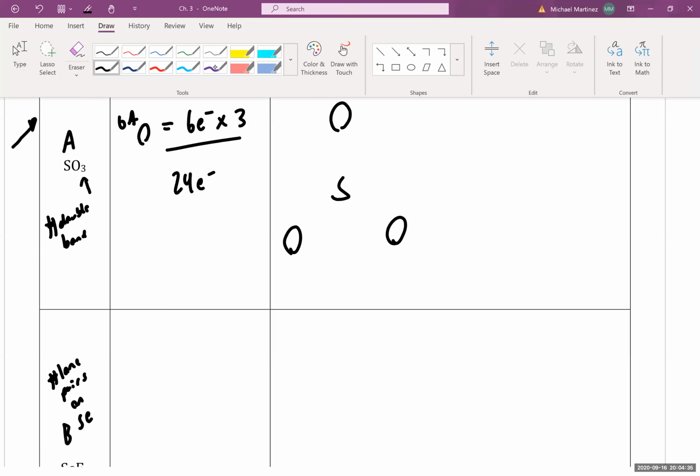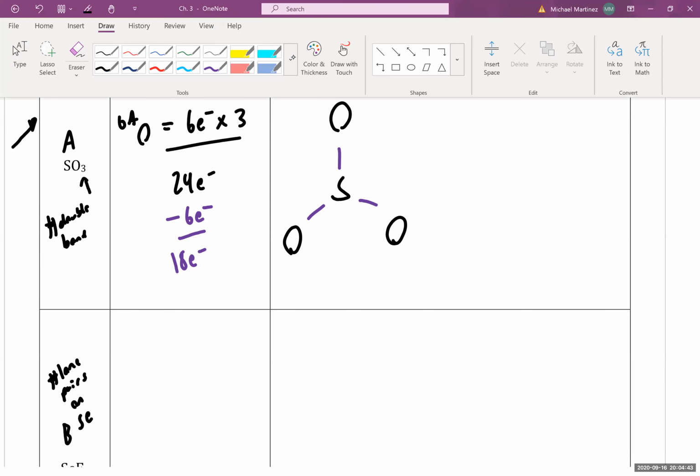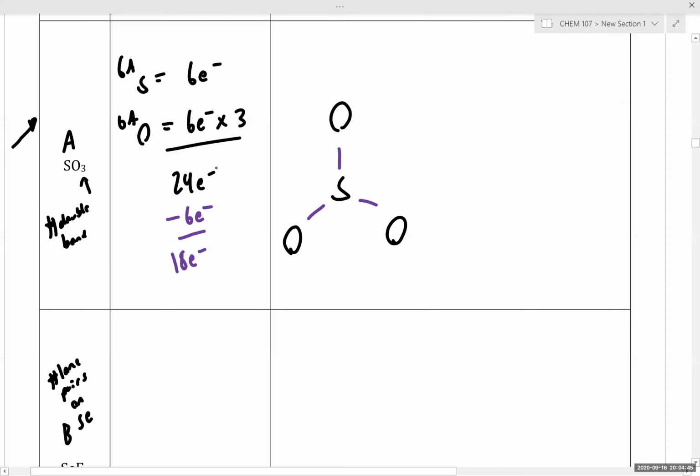Then and only then we form 1 bond each. We use up 6 electrons. We have 18 electrons remaining. Now, where do we place our 18 electrons? Where do we put our lone pairs first? Oxygen, yep. 2, 4, 6, 8, 10, 12, 14, 16, 18. We have 0 electrons remaining.